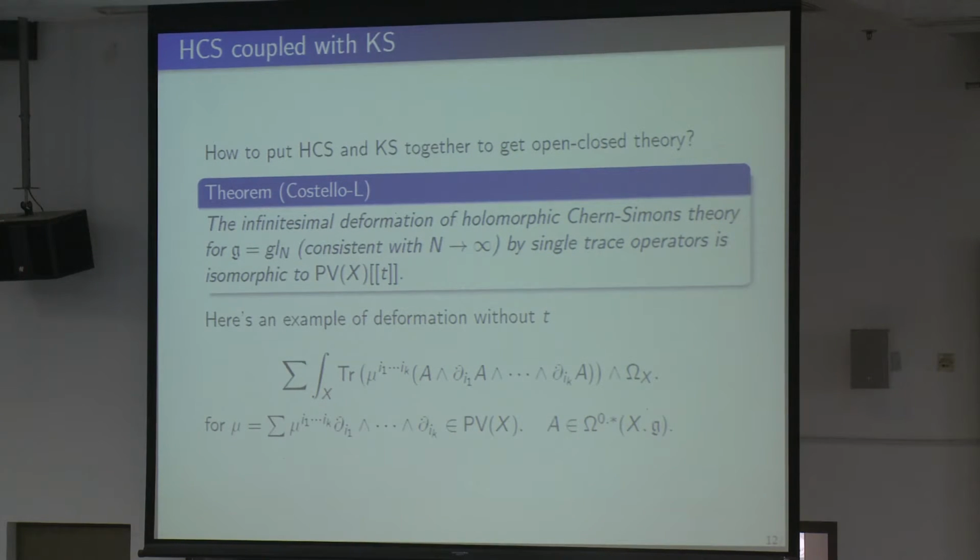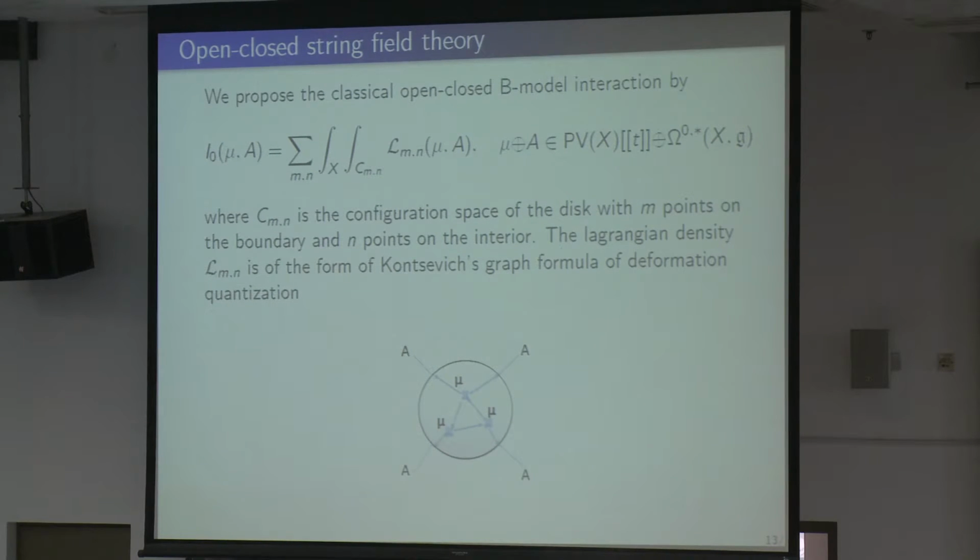Now, here's our proposal. Based on this one, we propose a classical open-closed BCOV interaction as follows. Now our input has two components. Mu from this polyvector, that is the closed string sector. A is basically the connection, so it's from the open string sector. I'm going to write down a local functional, local interactions, combining this data. It's given by something like this.